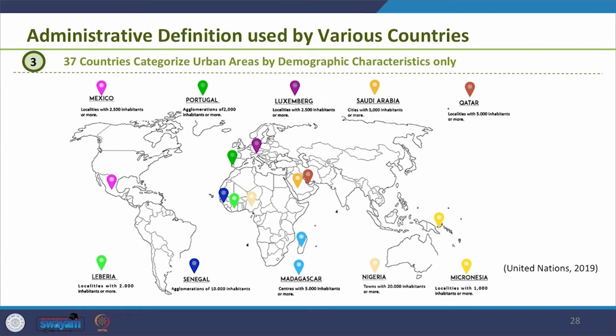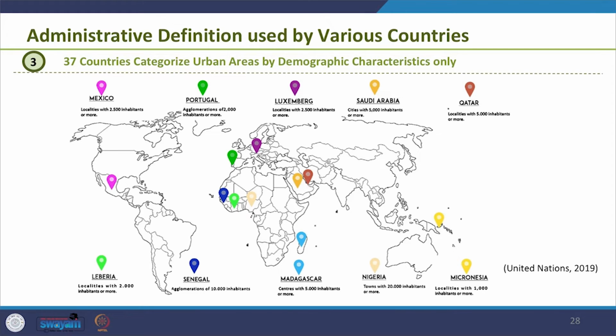Nigeria, here we see it has a large population, 20,000 inhabitants or more. So something which has this kind of population is only considered urban. Anything having less than this would not be. Then we see Senegal, which has a cutoff population of 10,000 inhabitants. So here we see that these areas are densely populated. And Libya, we see here 2,000 inhabitants or more. So we see how countries vary in defining their urban areas, and these are the countries which solely define it by demographic characteristics.